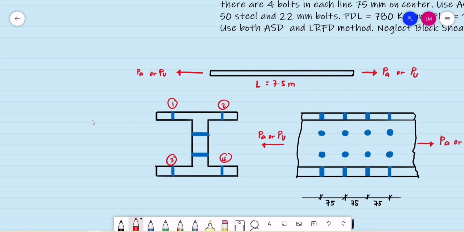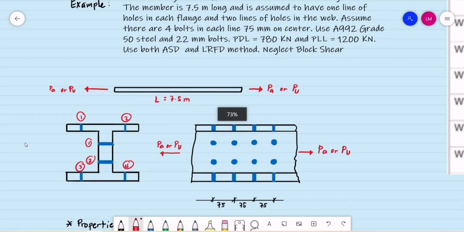So one line per flange. Then 2 lines for the web. So this is for the web. We have 1 and 2 lines. Then according to the problem, we have 4 bolts in one line, 75 millimeters on center. So these are on centers, 75 millimeters apart. Then the bolts 1, 2, 3, 4. 4 bolts per line. I use a 992 grade 50 steel and 20 millimeters diameter bolts.